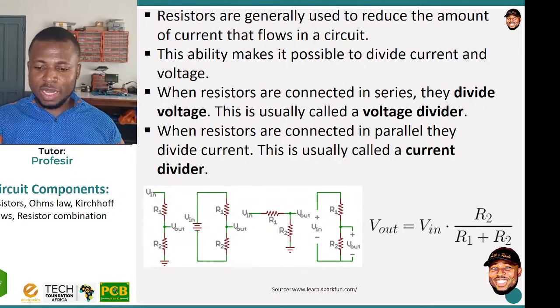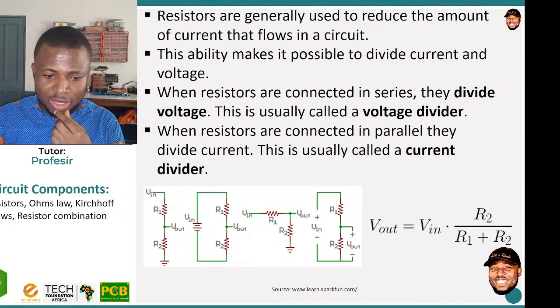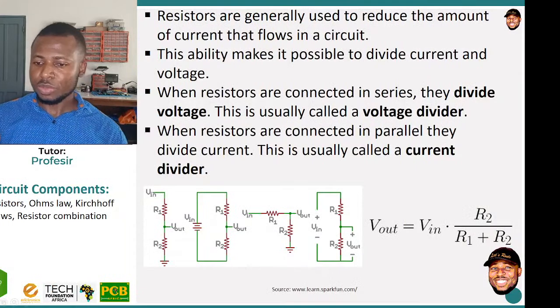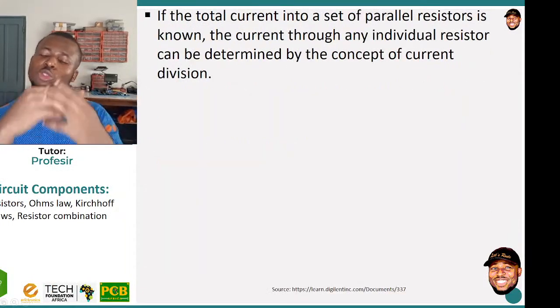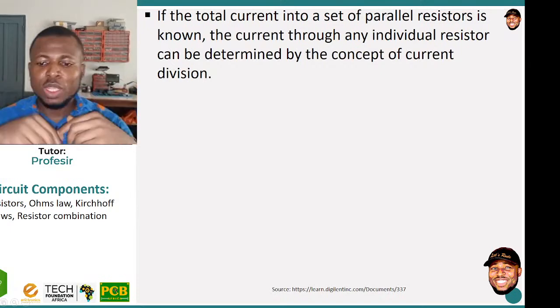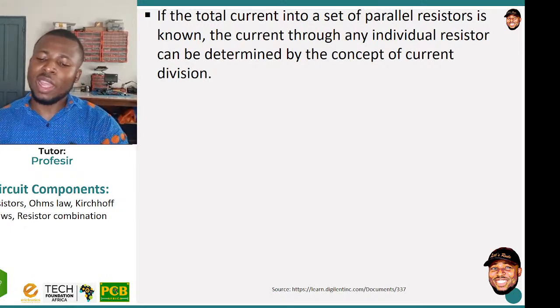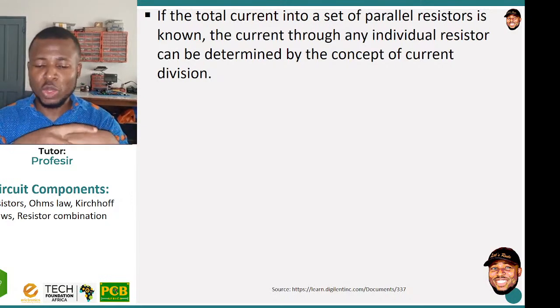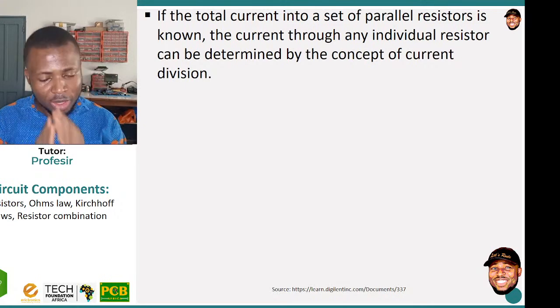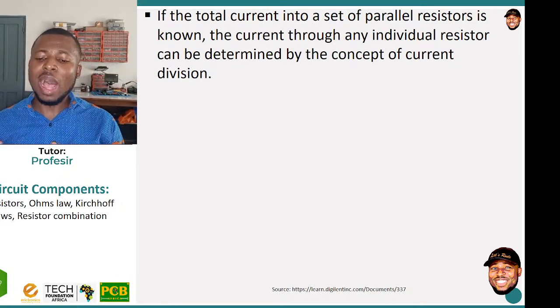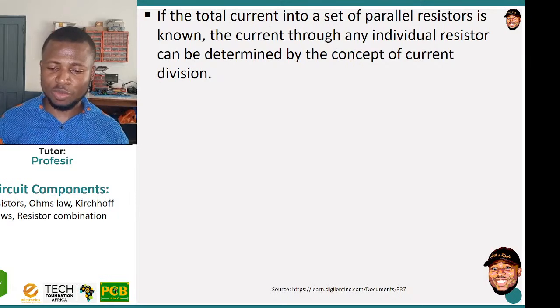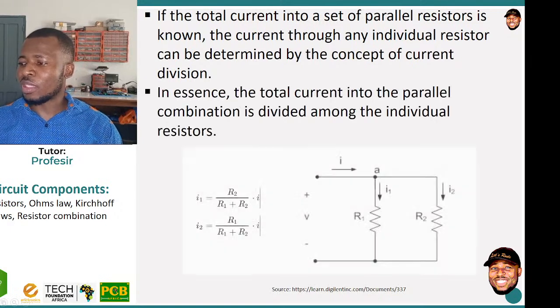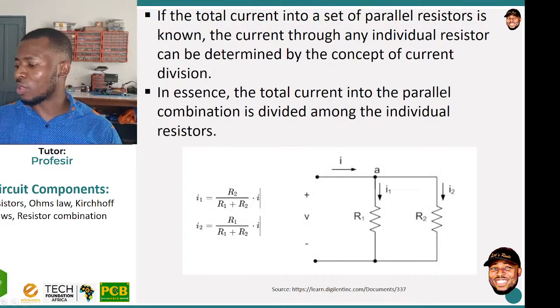So if no question, then let's continue. Okay. So when we connect resistors in parallel, usually what happens is that, as I just said, the total current is split between the resistors, and the splitting is according to their resistances. Both voltage division and current splitting depend strongly on the value of the resistances. So this is what will happen when you are splitting.